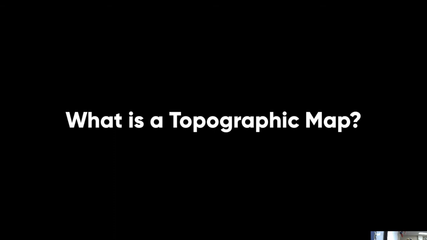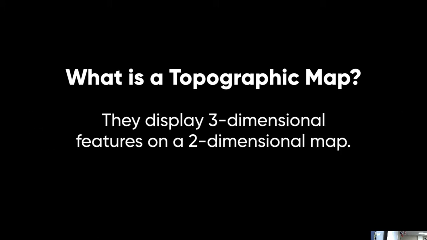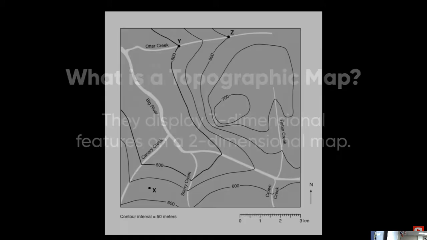The first question we want to answer is, what exactly is a topographic map? Well, a topographic map represents a region, and it shows all of the geographical features of that region, including three-dimensional features like hills and valleys. The ultimate goal of a topographic map is to display these three-dimensional features with ups and downs and cliffs and slopes, rivers and streams, all of these three-dimensional features, but on a flat two-dimensional map.